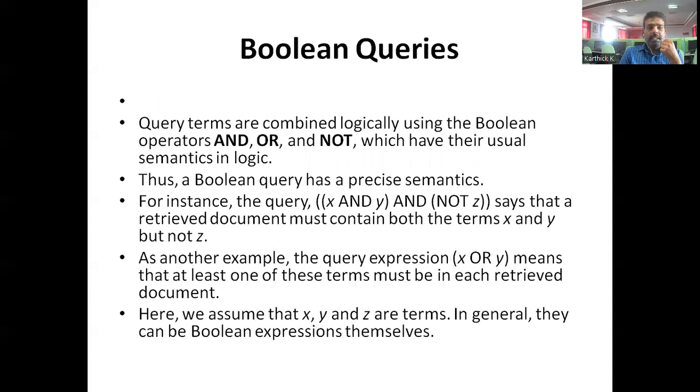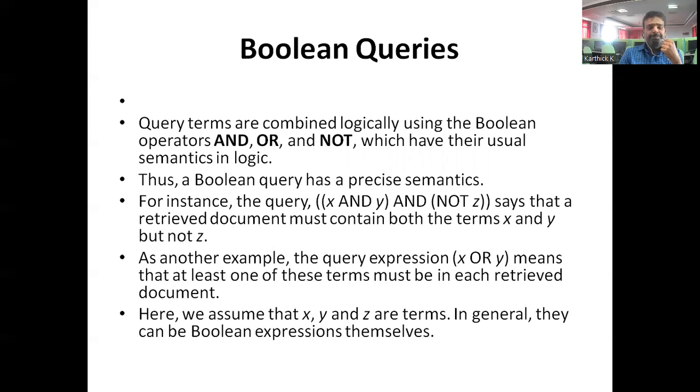Query terms are logically combined using the Boolean operators AND, OR, NOT, which have their usual semantics in logic. A Boolean query has precise semantics. For instance, the query X AND Y AND NOT Z says that a retrieved document must contain both the terms X and Y, but Z should not be present. So you have to frame the query like that. If I want to retrieve some objects, I should present the query like that: X AND Y AND NOT Z says the retrieved document must contain both terms X and Y and not Z.